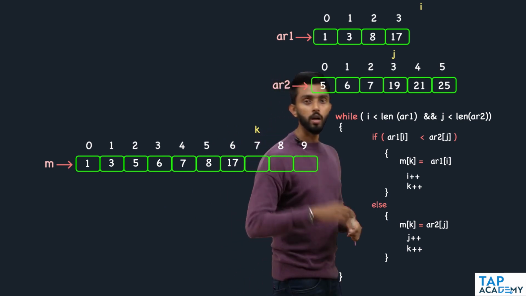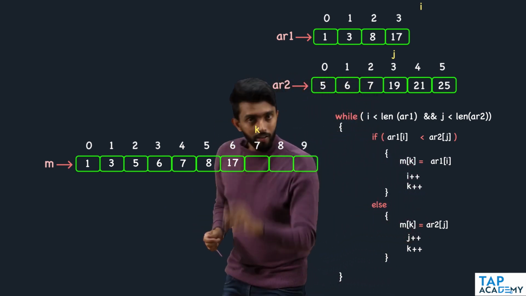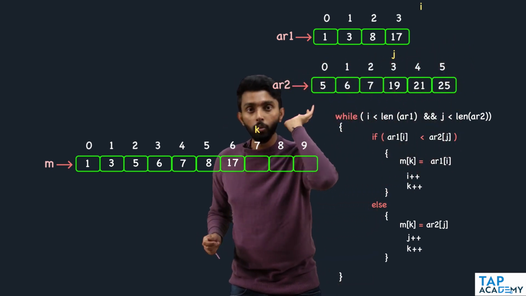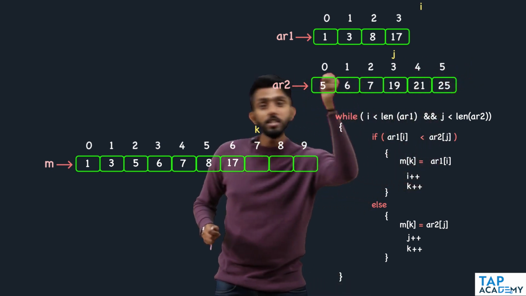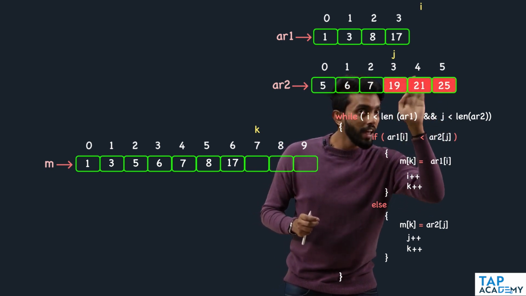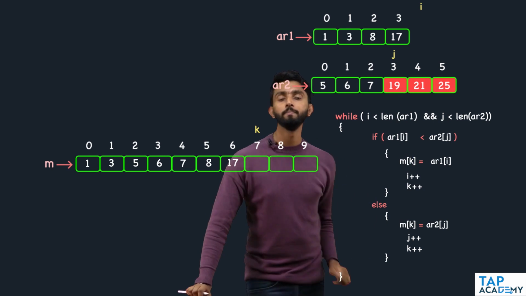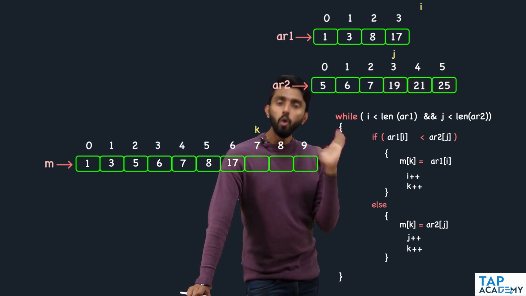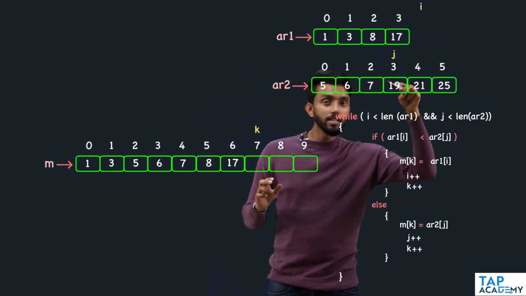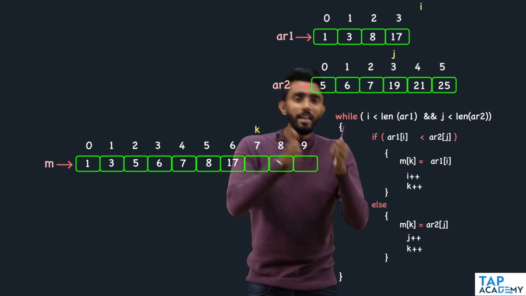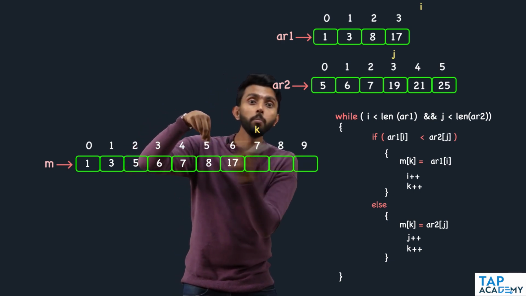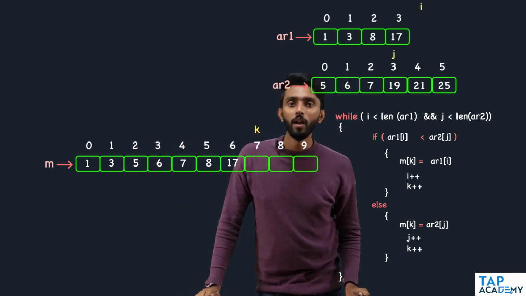Now once I come out, two things may happen. One is, I may not have added all the elements in my first array into my merged array, or I would have not added all the elements in my second array to my merged array. In this case, clearly you can notice these three elements left out in my merged array I have not yet added. So what should you do? You come outside and check if either of these values, i or j, is still within the boundary of the array. If it is still within the boundary of the array, there could be more elements to be added. How will you write that?